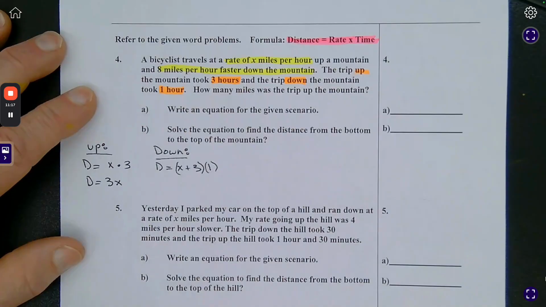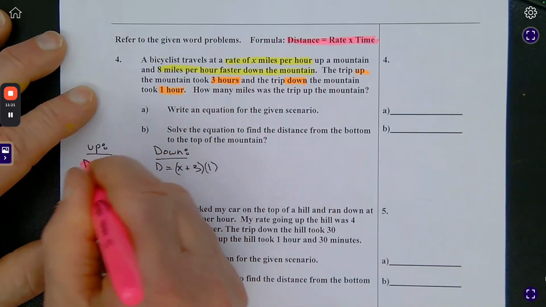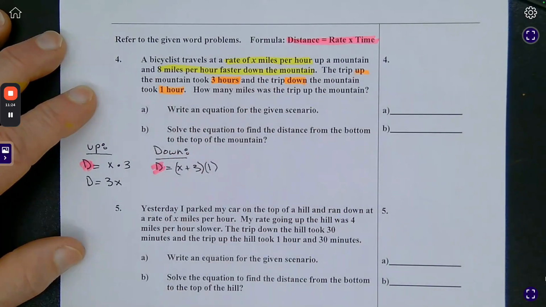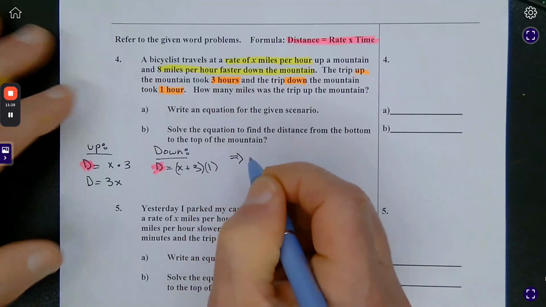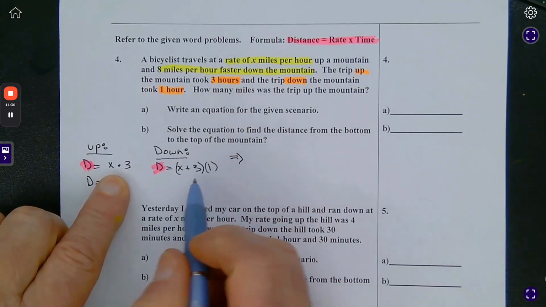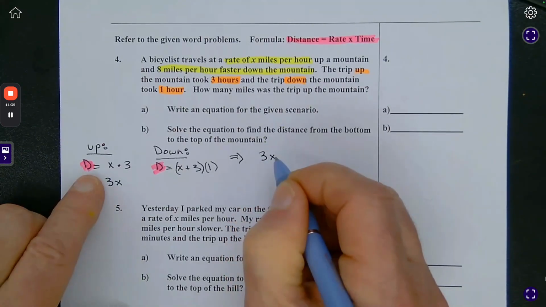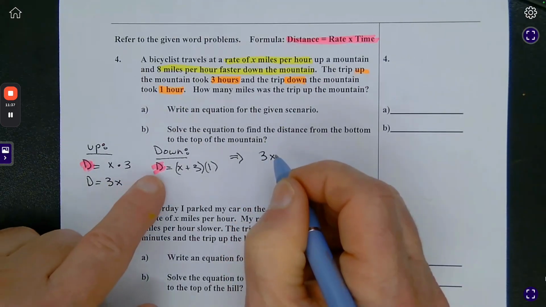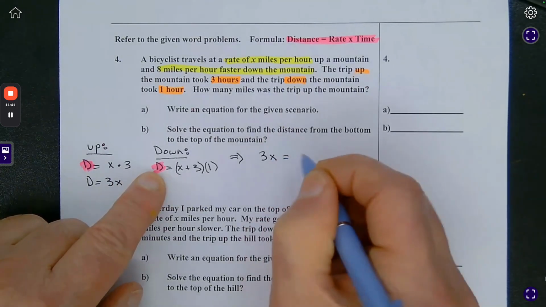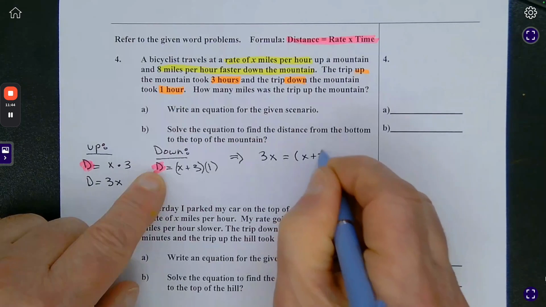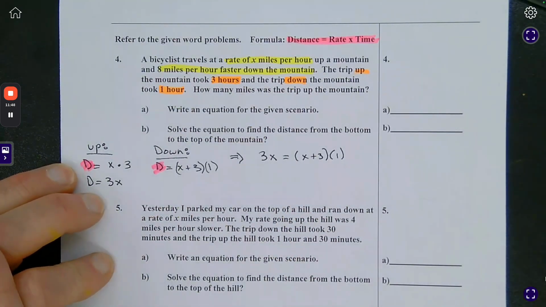And that, again, is being multiplied because rate and time. Okay, what do I know? I know that the distance up the mountain and the distance down the mountain is exactly the same. So I can write an equation where I set my rates and times equal to each other. Because that distance, which is 3x, is equal to that distance, I'm going to substitute 3x in for there. Equals x plus 3 times 1. That's my equation.